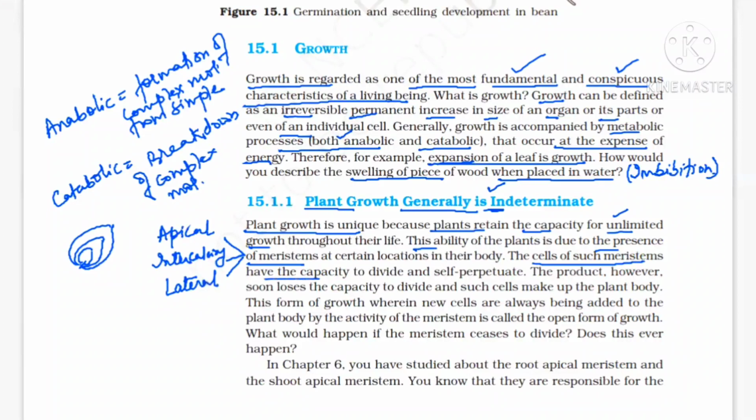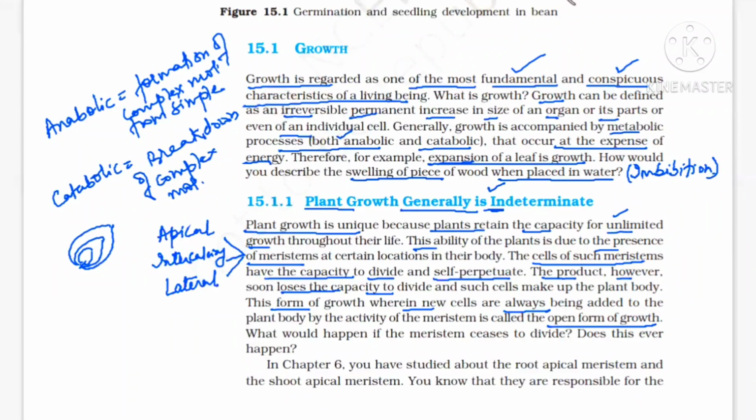The cells of these meristems, the meristematic cells, are dividing. So obviously they have the capacity to divide, and they can do self perpetuation, means one cell is going to divide to form two cells, and 2, 4, this is the way it goes on. And the product, later or sooner, will lose the capacity to divide, and they will become permanent cells, whether simple or complex. So this form of growth, where new cells are always added, is also known as open form of growth.